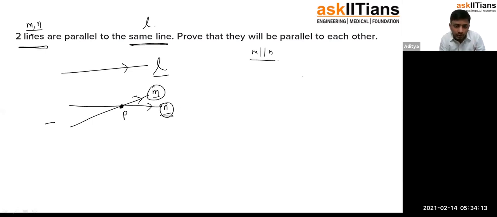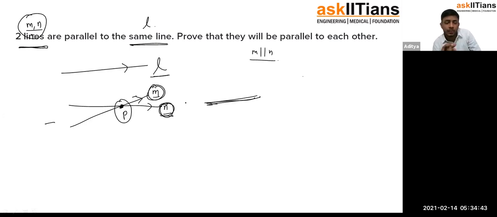Why? Because both of them are passing through this point P and both of them are parallel to line L. So Playfair's axiom tells us that any line passing through P and also parallel to line L, there will only exist one such line. So M and N must be the same line, coincident lines. But that is not possible because here we are assuming that there are two distinct lines. And hence there is a contradiction that arose out of this discussion. And hence, since there is a contradiction, our initial assumption must have been false.